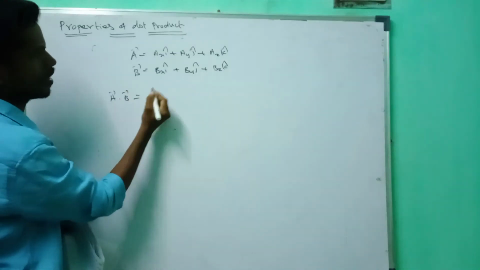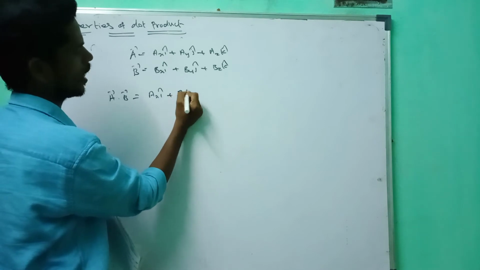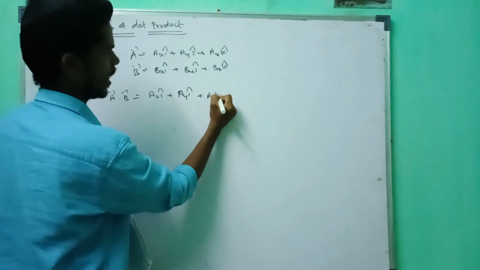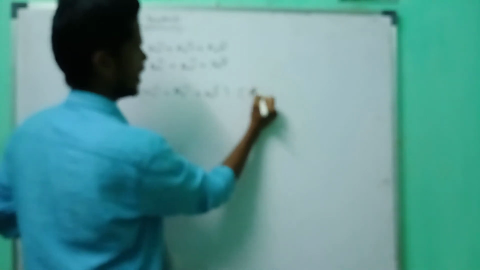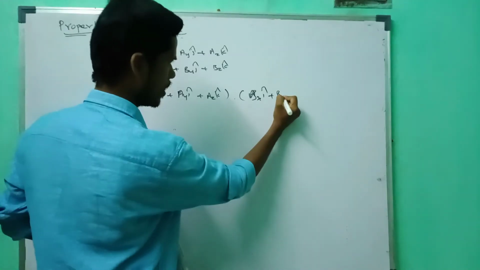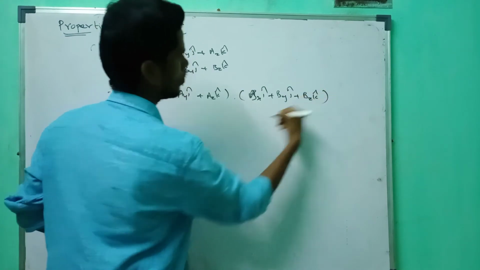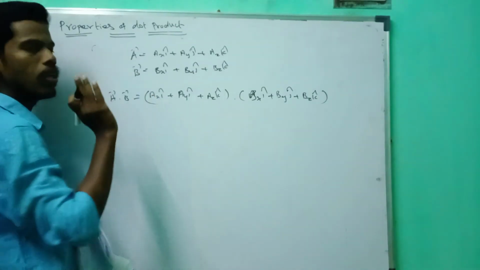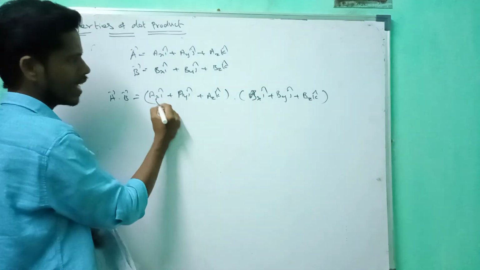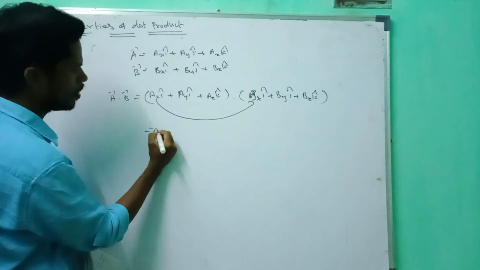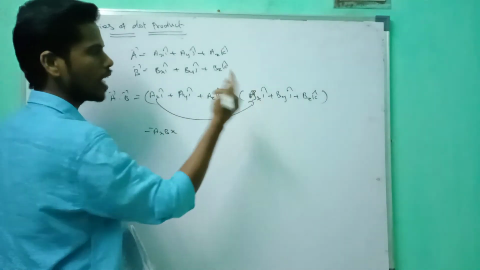A vector dot b vector equals ax i cap plus ay j cap plus az k cap, taking the dot product with bx i cap plus by j cap plus bz k cap. Now we are going to multiply. If you take ax i cap and bx i cap, it becomes ax bx. That's all. i cap dot i cap will be 1.